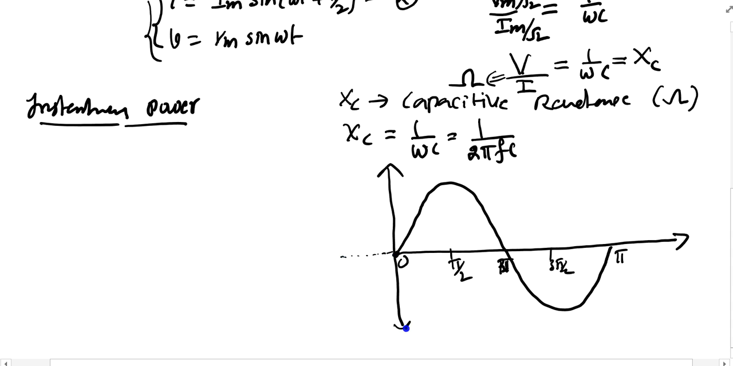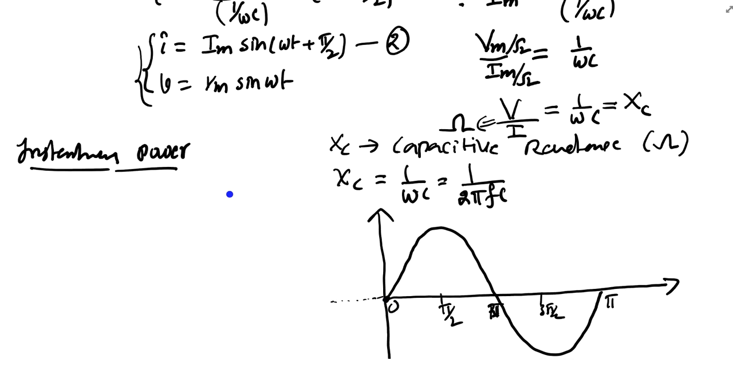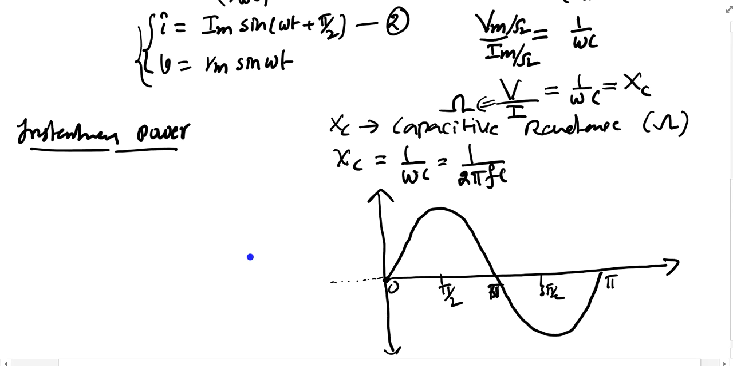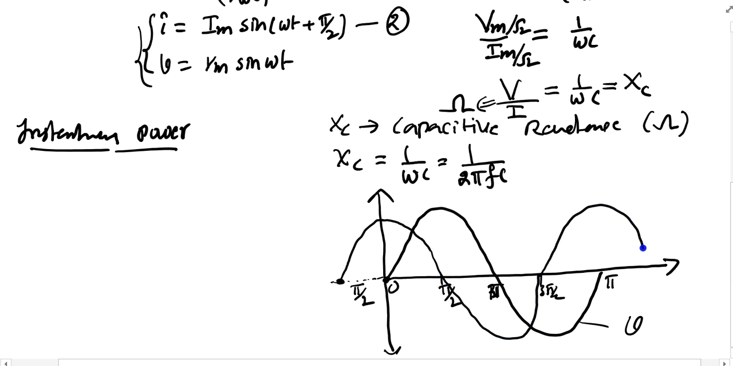Now if you want to draw the waveform for the current, here I equals Im sin(omega t plus pi by 2). It means that your current waveform is advanced by an angle of pi by 2 with respect to the voltage waveform. That is the meaning of this. This is my current, and this is the voltage we are getting.